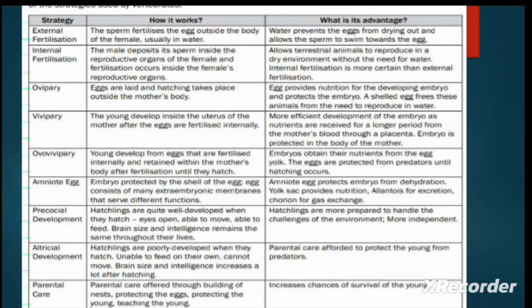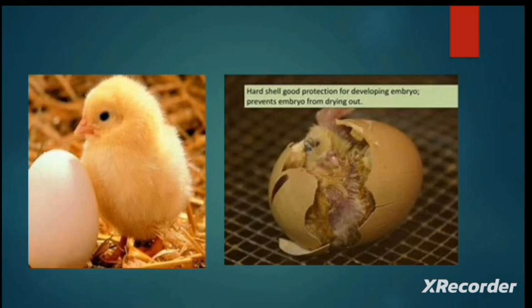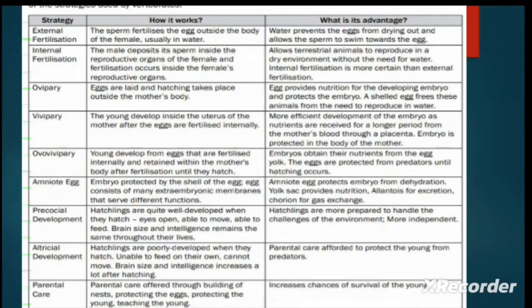So it's like in chickens, they lay the egg and the eggs hatch. Hatching takes place outside the mother's body, right? The egg provides nutrition for the development of an embryo and protects the embryo, and the shell frees these animals from the need to reproduce in water. So the egg they're talking about in oviparity is the amniotic egg. That's where the embryo develops and hatches.